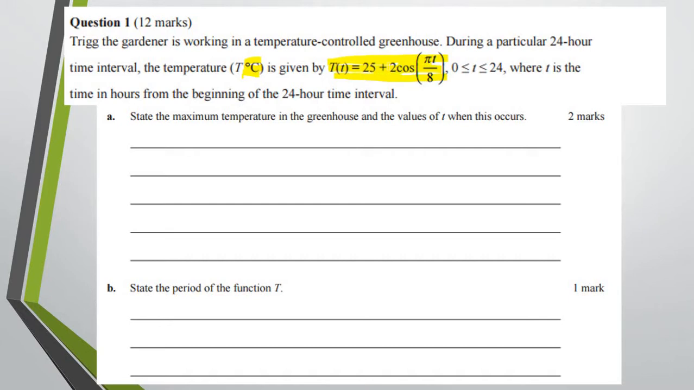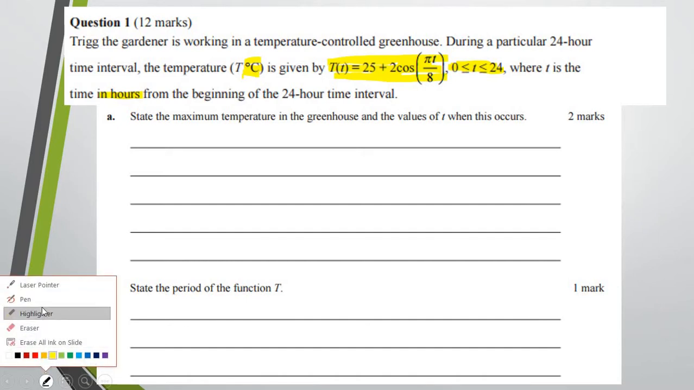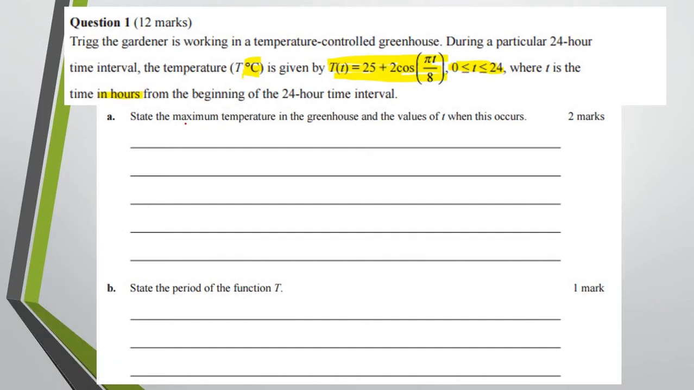And we've got a domain as well, okay? So for that 24-hour period, where t is the time in hours, there's our other units, from the beginning of the 24-hour time interval. Okay, so let's have a look and figure out what we're needing to do here. State the maximum temperature in the greenhouse and the values of t when this occurs. It's a 2-mark question. So that means these would both be answer marks. 1 mark for the maximum temperature, 1 mark for the values of t.